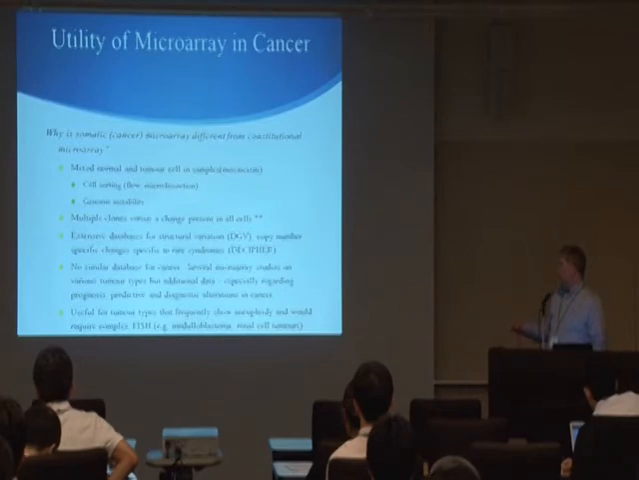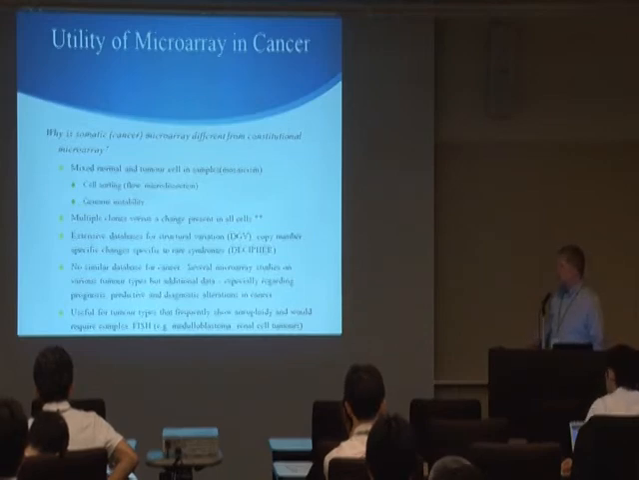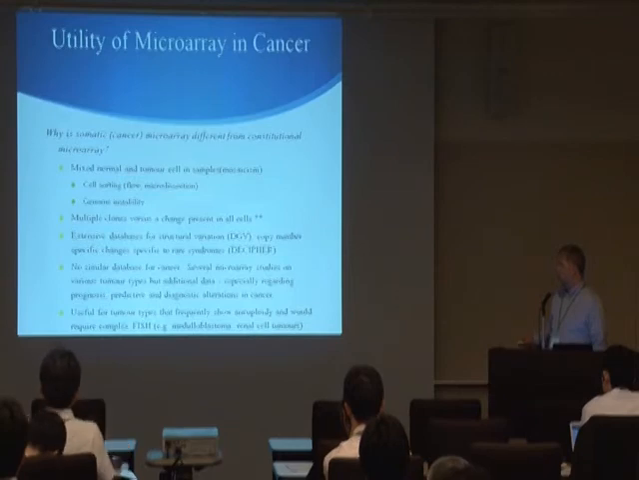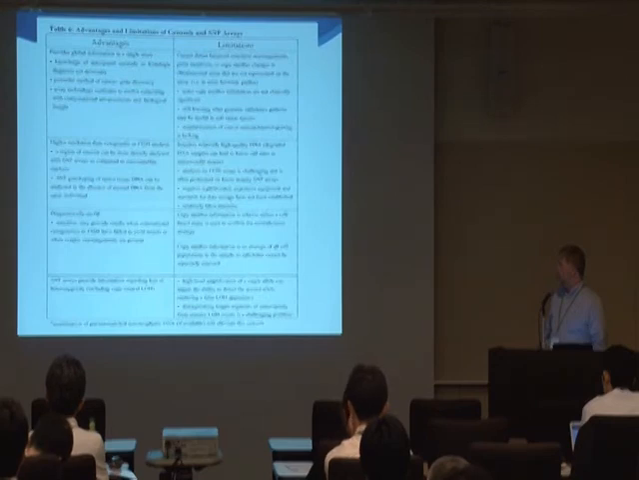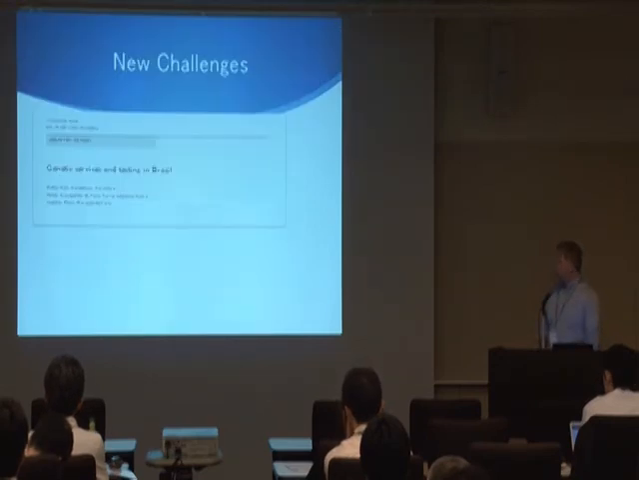And so the analysis of cancer microarray is of course growing, and there's more databases and a lot more information on different tumor types and their standard copy number profiles that are seen in cancer. And it's certainly an excellent platform for us to use for tumor types that frequently show aneuploidy and would require complex FISH that we were running to some extent in the lab. I'm going to skip that for today. And I'm just going to very, very briefly talk about some new challenges.